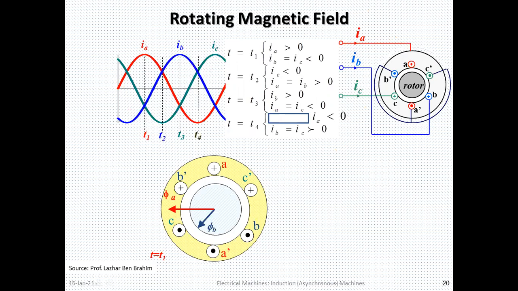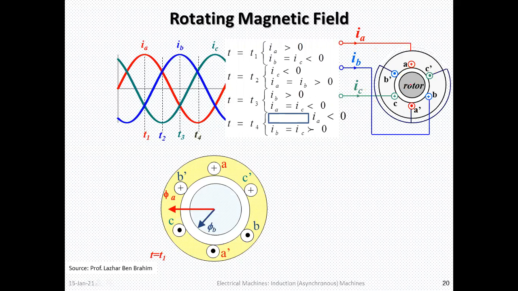IA current is coming in phase A, IB is coming in phase B, phase B is here, in this position, and phase C current is coming here and is taken out from this side. IA is coming here, A is here, and A prime is here. One cross means the current is going inside, and a dot means the current is coming outside. So inside current and outside current.